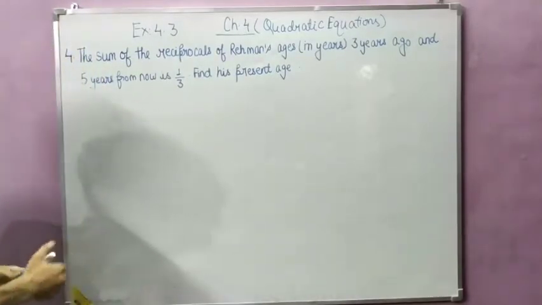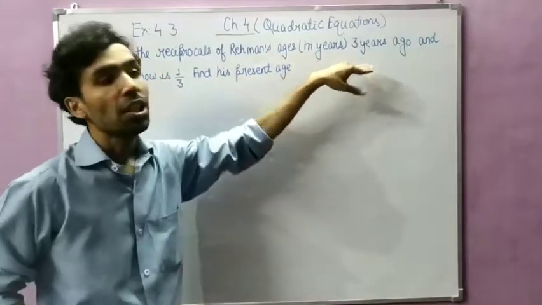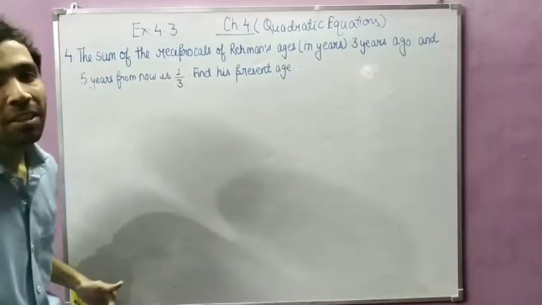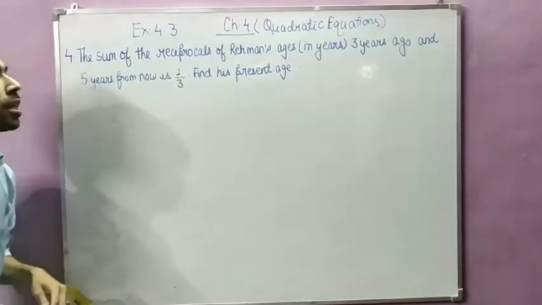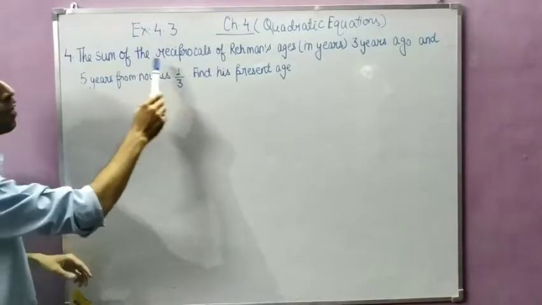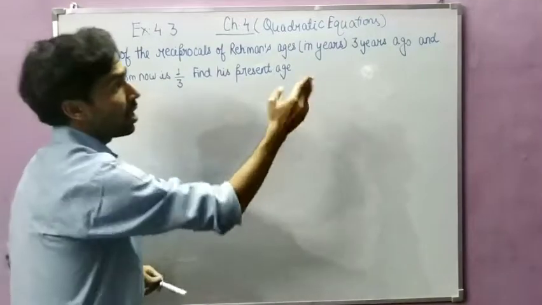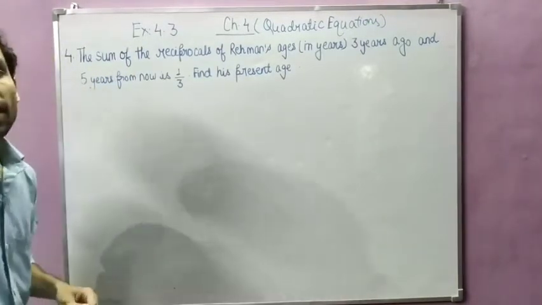So see what the question is. The sum of the reciprocals of Rahman's age 3 years ago and 5 years from now is 1 by 3. Find his present age. I am going to repeat the question again. The sum of the reciprocals of Rahman's age 3 years ago and 5 years from now is 1 by 3. Find the present age.